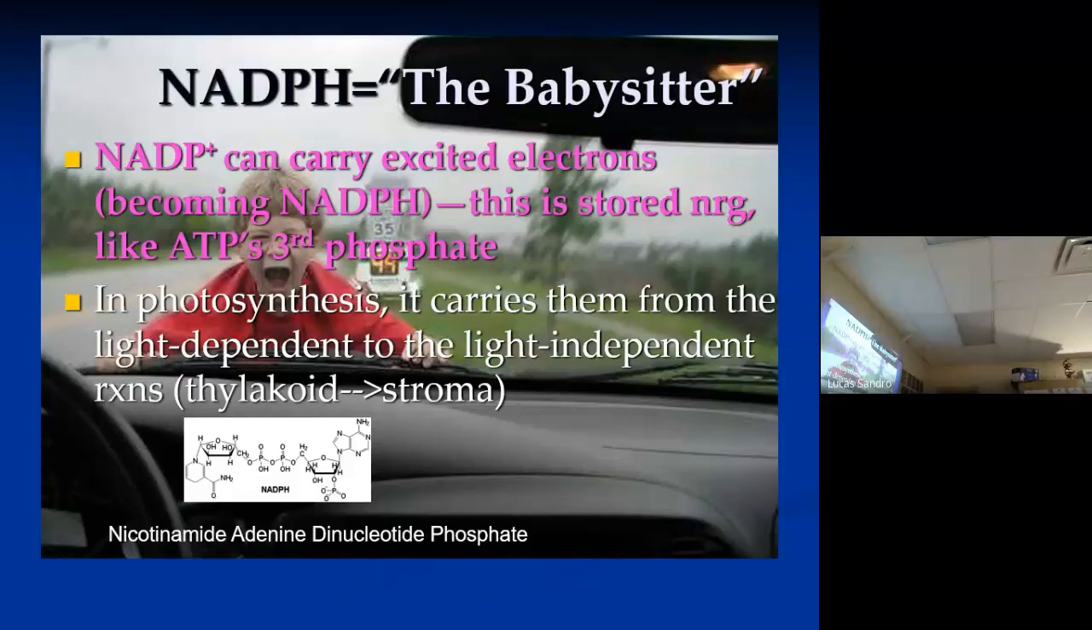So NADPH, the hydrogen is not charged? No, NADPH, it has the electron. NADP plus, it doesn't. So opposite of what you saw. Now we're ready for the big picture.